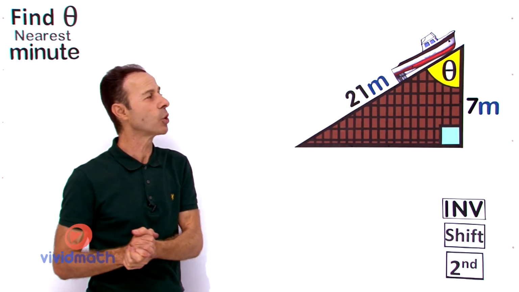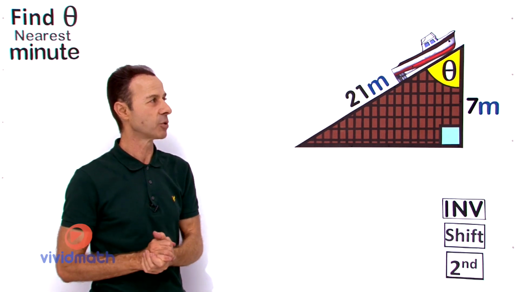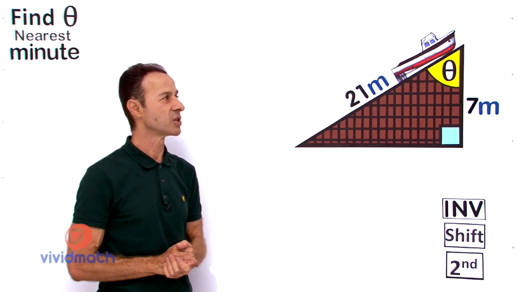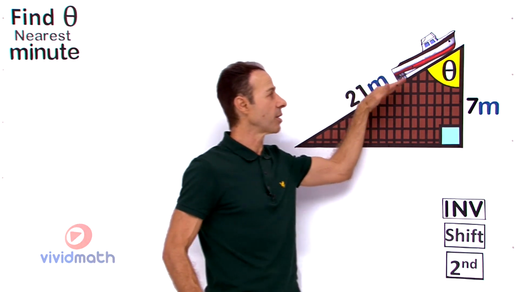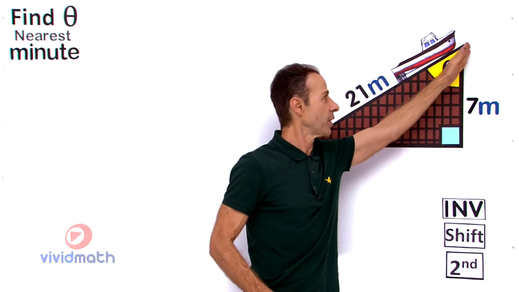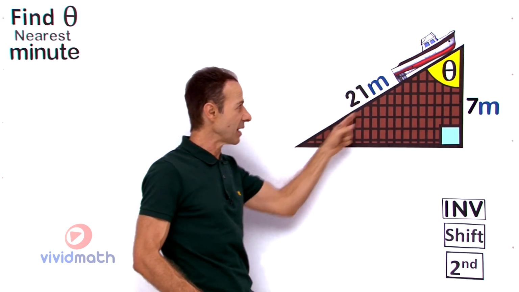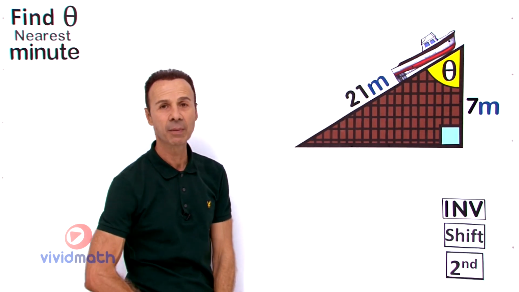A boat is to be launched down a 21-meter ramp with a vertical drop of 7 meters. At what angle is the ramp inclined with the vertical? So again, the vertical, the height is 7 meters, and the length of the ramp is 21 meters.